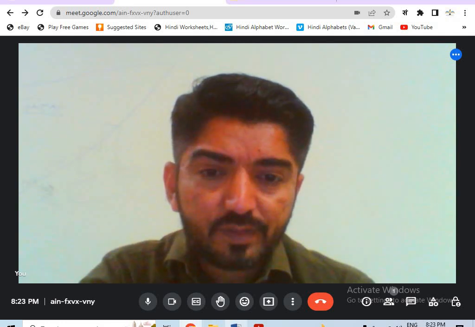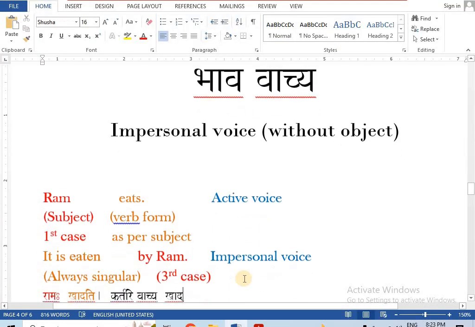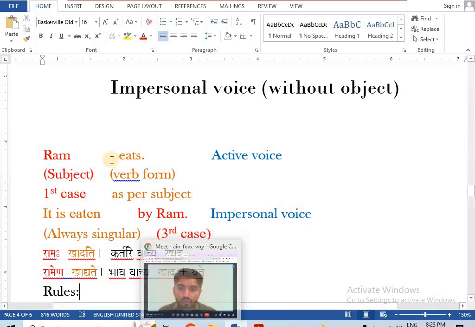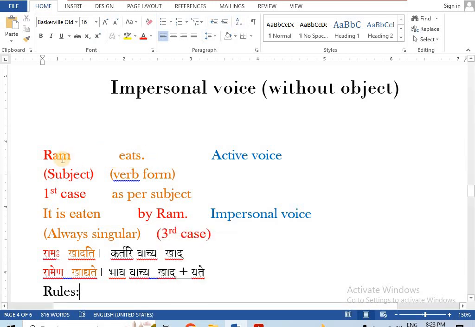Let me teach you. Pay attention. Now, here there is a sentence without object. So, Ram eats. What is eaten by Ram, or what does Ram eat? It is not mentioned. Object is not there. So 2 words are there: Ram as subject and eats as verb form. Now, while you convert to impersonal voice, it is eaten by Ram. What is eaten by Ram? Nothing. So just simply we put it to prepare impersonal voice: it is eaten by Ram.